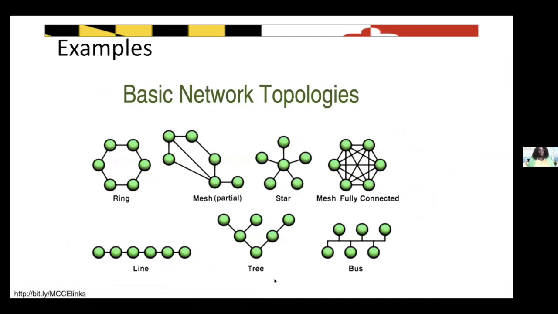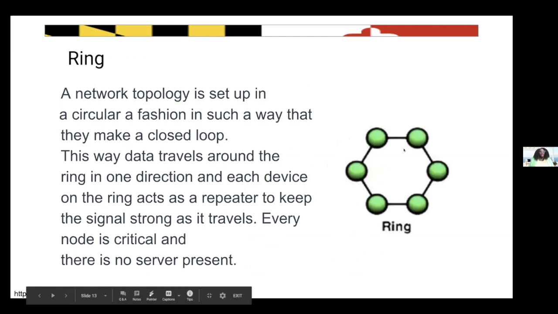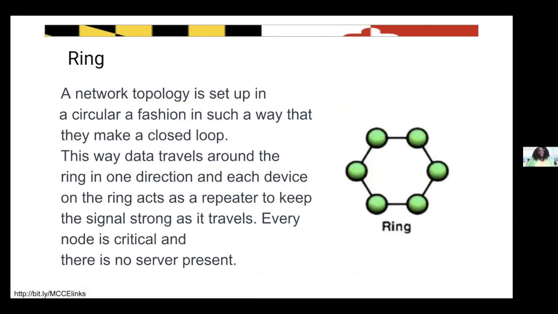So which ones are you most likely responsible for in this specific study for your exam? The ring, which is a network topology, is set up in a circular fashion in such a way that it makes a closed loop. This way, data travels around the ring in one direction, and each device on the ring acts as a repeater to keep the signal strong as it travels. Every node is critical, and there is no server present. So all your devices are connected.